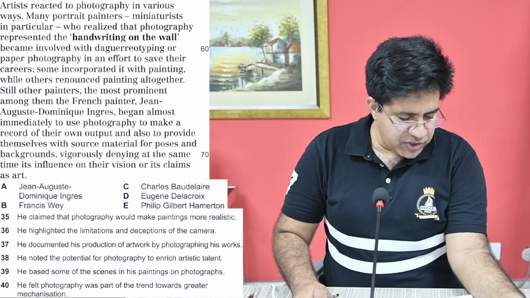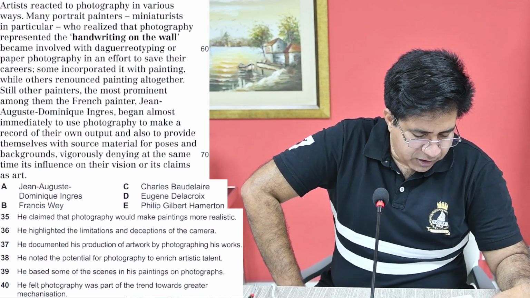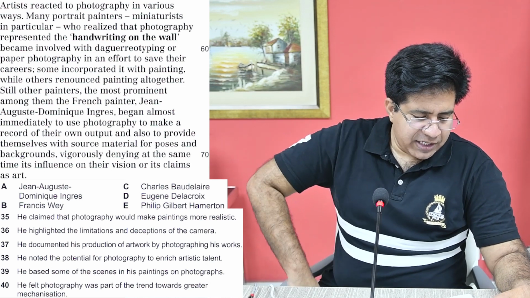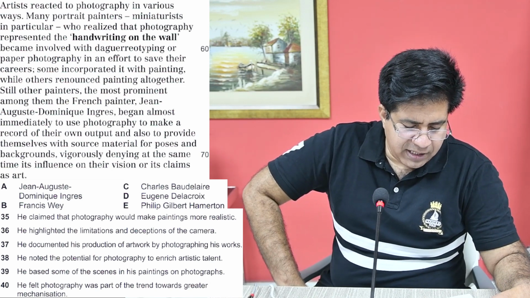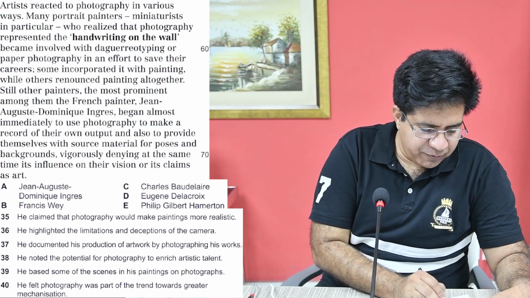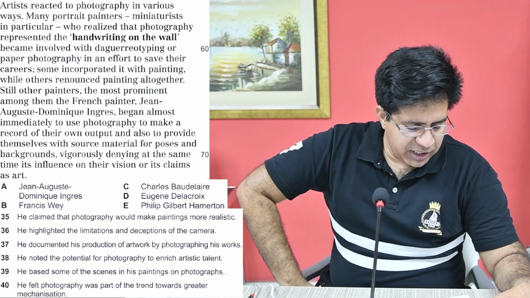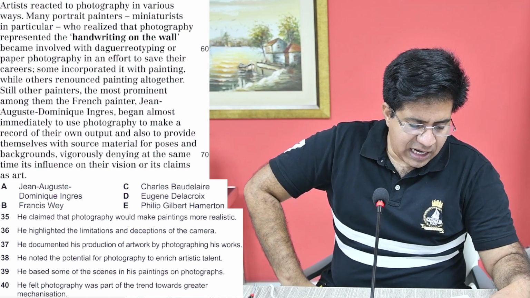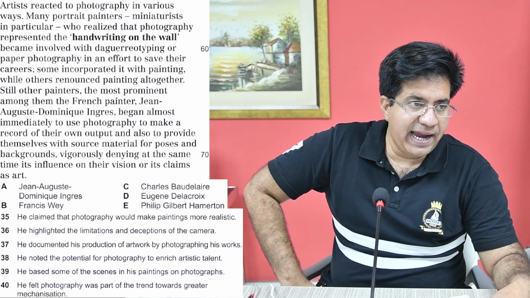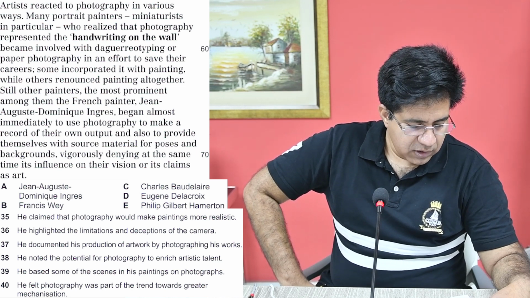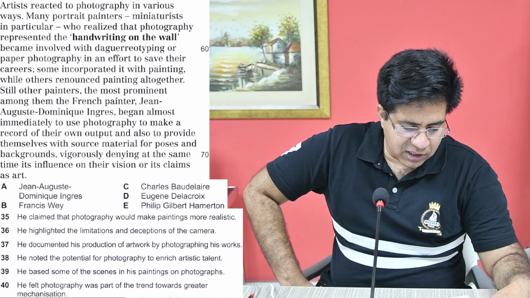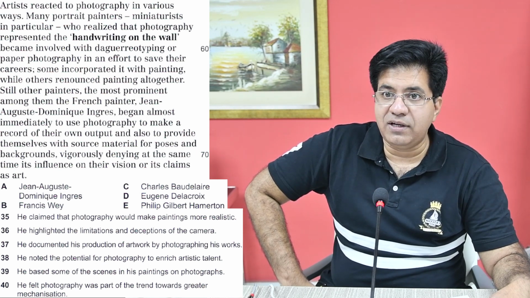Please go through questions 35 to 40. Question number 35, let's read it. He claimed that photography would make paintings more realistic. No, but underline that. He claimed photography, painting more realistic. 36, he highlighted the limitations and deceptions of the camera. Underline limitations and deceptions.